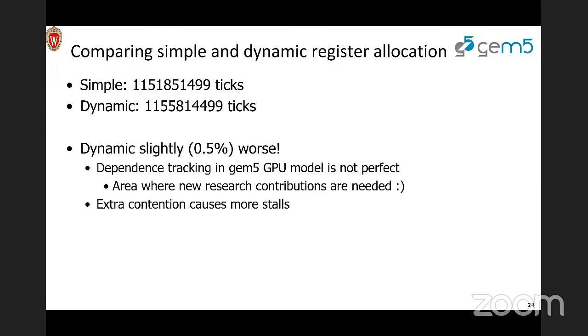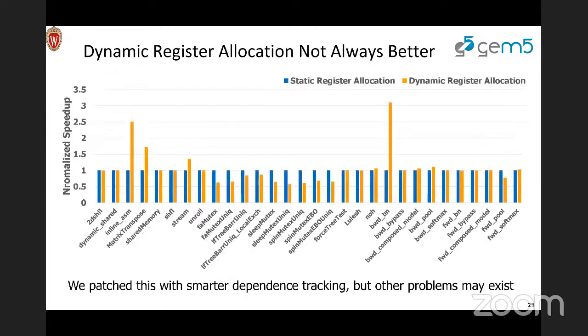What it highlights is that while we fixed the register allocation scheme to be more accurate, fixing that in isolation is not sufficient. You need to also fix the dependence tracking, which is what's controlling those stalls that happen. My group has put in some fixes to help handle this extra contention that the dynamic policy causes in terms of stalls, but it's definitely an area where more research is needed if people are interested in contributing there.